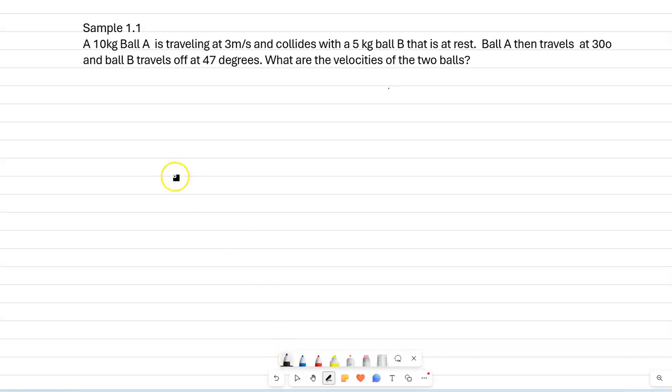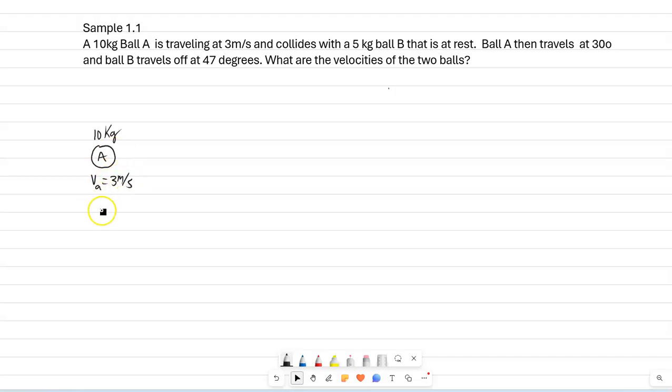Okay, so what we're going to do now is look at a collision between two objects, two balls in this case, and see how their momentum is conserved in 2 dimensions following the collision. We're going to have ball A, which has a mass of 10 kilograms and a velocity of 3 meters per second.